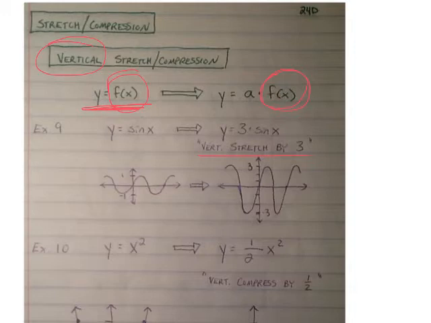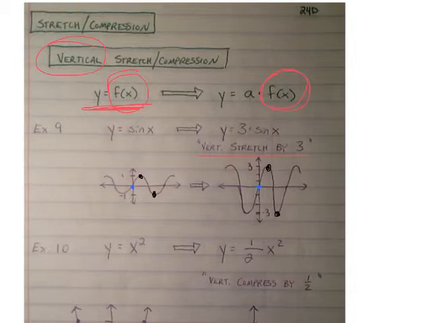It takes all the y values and multiplies them by 3. So our 0 stays at the same spot because 0 times 3 is still 0. However, the point where y equals 1 now becomes y equals 3, or when y equals negative 1, it becomes y equals negative 3. So it's vertically stretching all those key points.